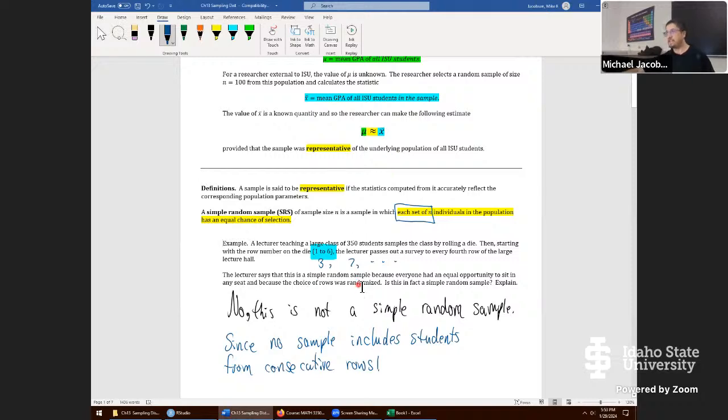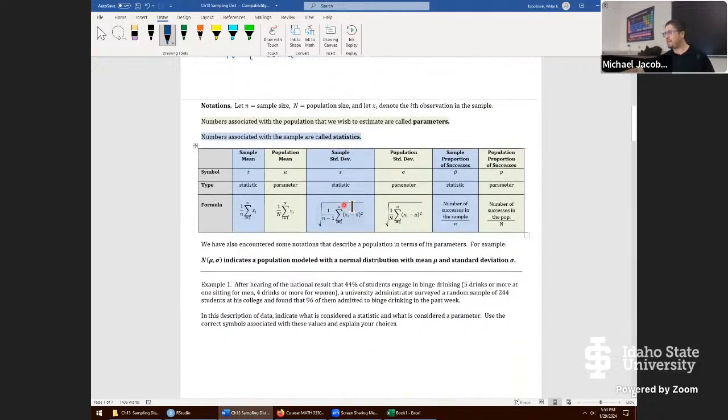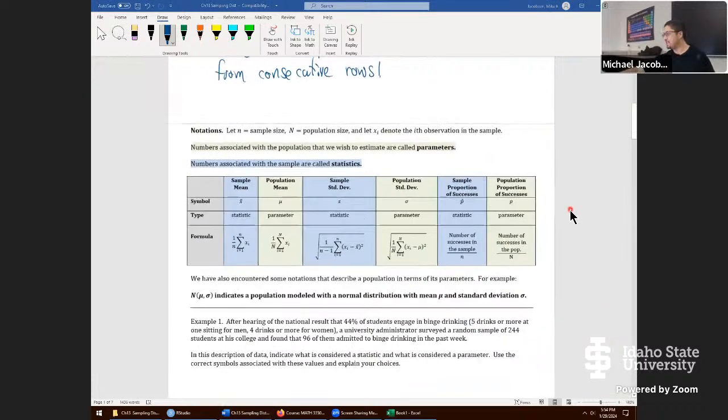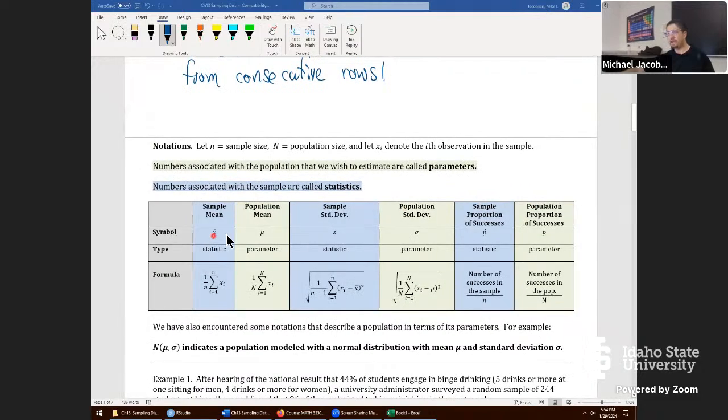Well, we did it. That's our random sample. Once we go beyond there, this page is more just informational. There's a lot of things that we're going to be delving into in this class. Let's blow this up. We've already talked about the statistic x bar, its associated parameter mu. We've also talked about the standard deviation s, its associated parameter sigma.